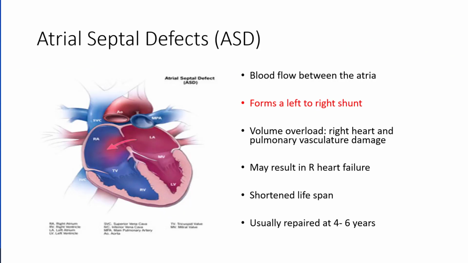The next condition we'll talk about is atrial septal defects, so blood flowing between the atria. Right? So we get a defect here. Remembering again, the left side pressures are going to be higher than the right side. So if we have high pressure here and low pressure here, blood is going to shunt in this direction.